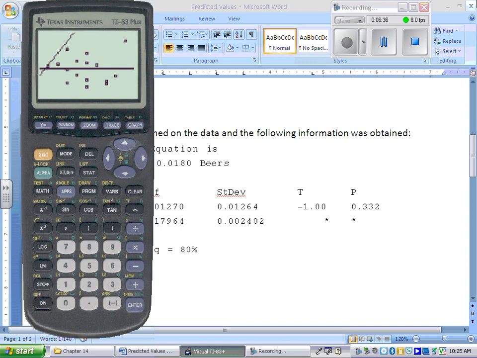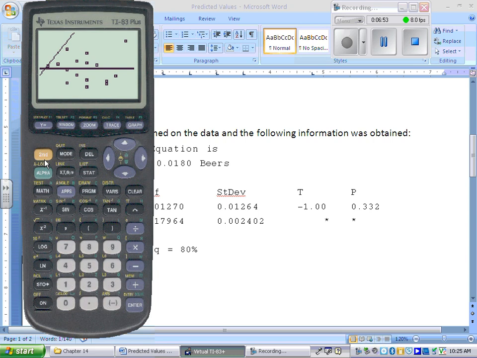I need sigma to be constant. Now I don't know sigma, but I do know S, and S is the spread of the points from the line. Does it appear that the points are getting more or less spread out as my X changes? Not really, so I'm okay with that one too. So those are the conditions that I need to check.